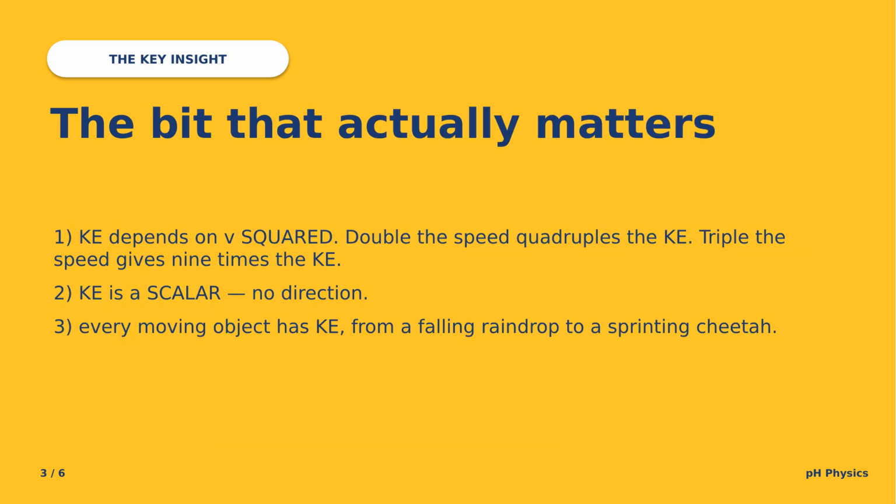Three things. 1. Kinetic energy depends on v squared. Double the speed quadruples the kinetic energy. Triple the speed gives 9 times the kinetic energy. 2. Kinetic energy is a scalar with no direction. 3. Every moving object has kinetic energy, from a falling raindrop to a sprinting cheetah.